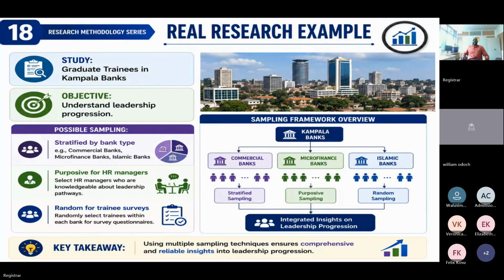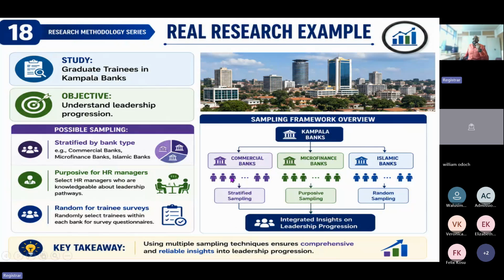So members, this is a simple example of our study on graduate trainees in Kampala banks. We have a purpose for this study. We want to understand the leadership progression, those who are in the leadership pipeline, those who are selected as graduate trainees and how they are working. For the sampling, we stratified the banks by type: commercial banks, microfinance banks, Islamic banks. Then for purposive, we can select HR managers, and we can select trainees by random surveys.